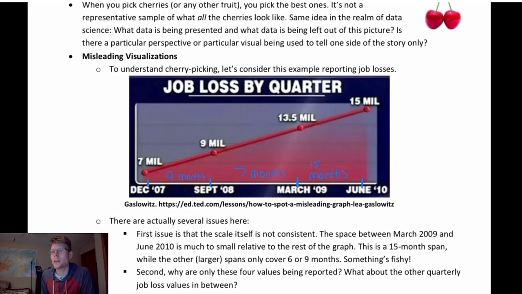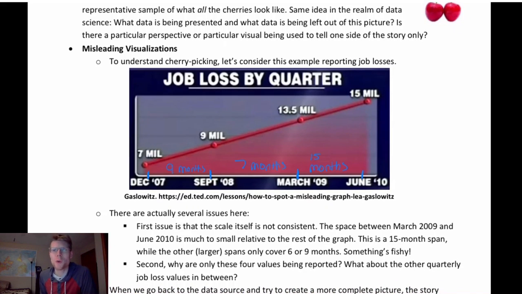Something else I would point out is that there are only 4 values being reported. Why is that the case? Why am I choosing values at these strange marks as opposed to a consistent mark, like a dot for every month, which would make a lot more sense for this graph? These 4 results seem to be cherry-picked for this particular presentation.